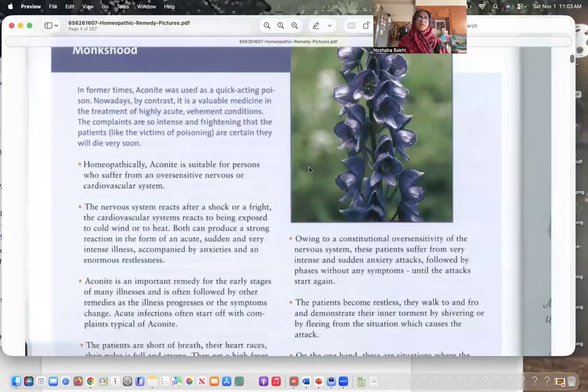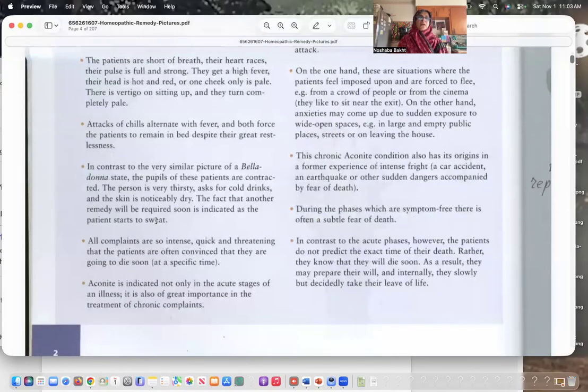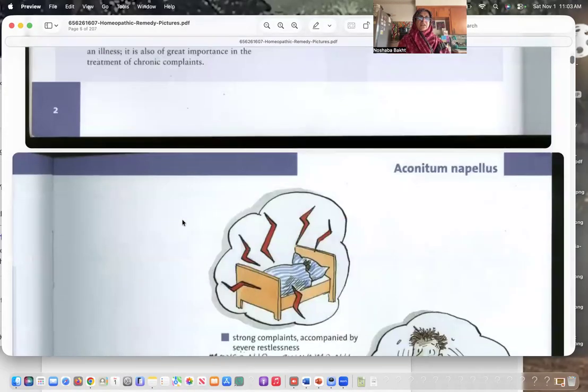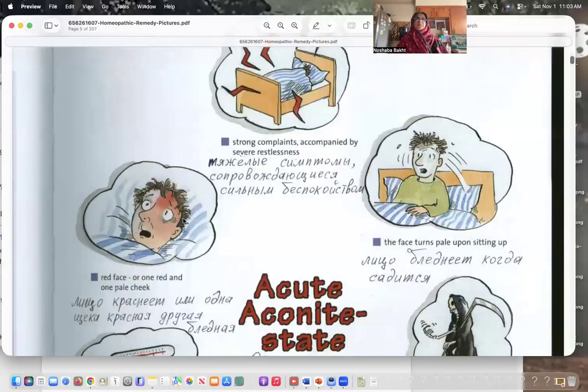So A for aconite. Aconite is a plant remedy. It is extremely useful, similar to belladonna, but in this case the pupils of belladonna patients are dilated, and the aconites are constricted. And these people are very, very thirsty. An important thing is when a person is very afraid of death, you will hear people say, "Oh, death is coming." Acute restlessness. They'll get up, they'll start moving around.